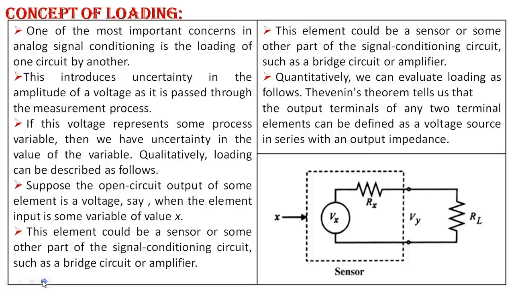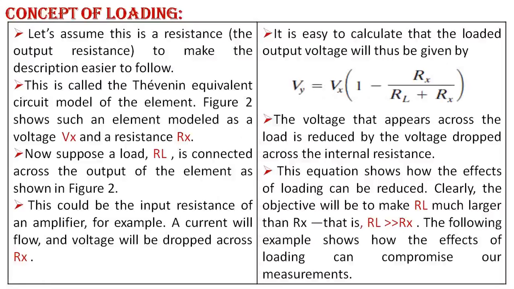Thevenin's theorem states that the output terminals of any two terminal element can be defined as a voltage source, that is Vx, in series with an output impedance. Let us assume that it is a resistance, the output resistance, to make the description easier to follow. This is called the Thevenin's equivalent circuit model of the element in figure 2. It shows the element model as a voltage Vx and resistance Rx.